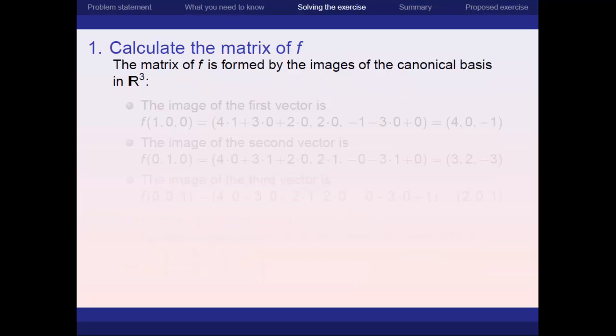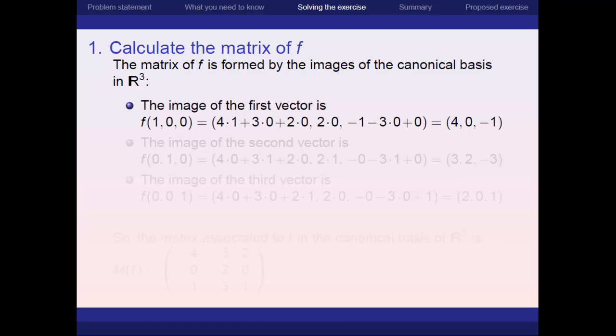1. Calculate the matrix of f. The matrix of f is formed by the images of the canonical basis in R3. The image of the first vector is f(1, 0, 0) = (4·1 + 3·0 + 2·0, 2·0, -1 - 3·0 + 0), which is (4, 0, -1).